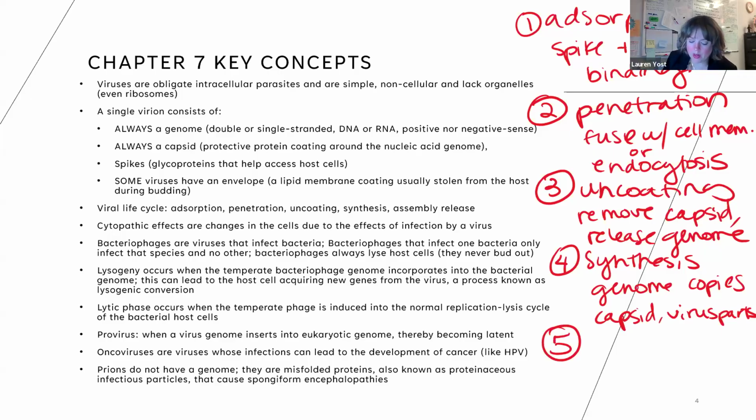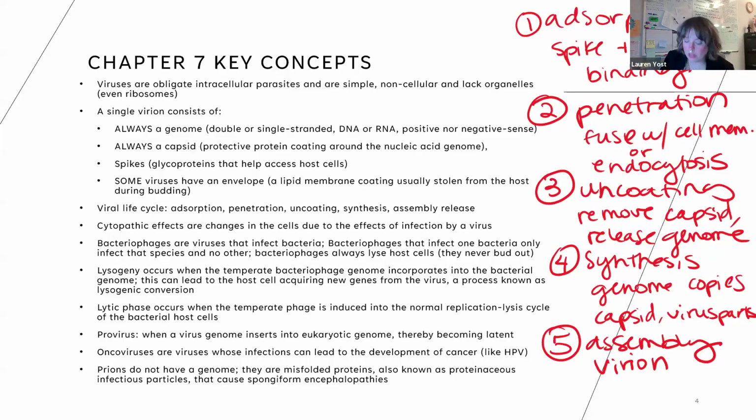Once we do that and we can assemble everything, our 5th step is assembly. We'll make our actual full virions. A virion is a word for a single active virus particle. This is taking our genomes and building the capsomeres, which are the parts of the capsid, together to make the capsid around the genome.